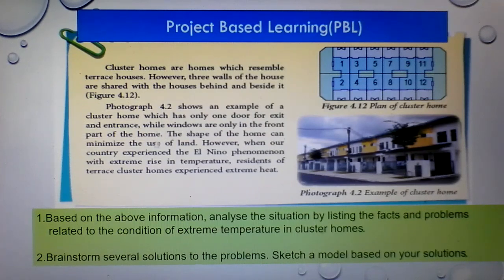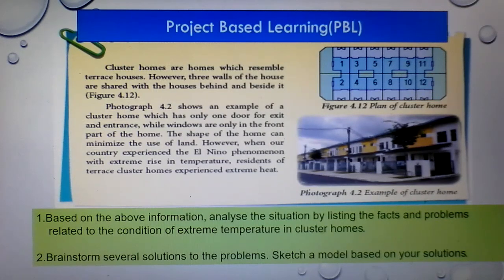The shape of the home can minimize the use of land. However, when our country experienced the El Nino phenomenon with extreme rise in temperature, residents of terrace cluster homes experienced extreme heat. It's very hot to stay in this type of house. So what you do, based on the above information, analyze the situation by listing the facts on problems related to the condition of extreme temperature in cluster homes.